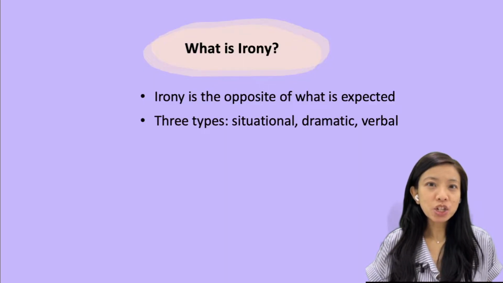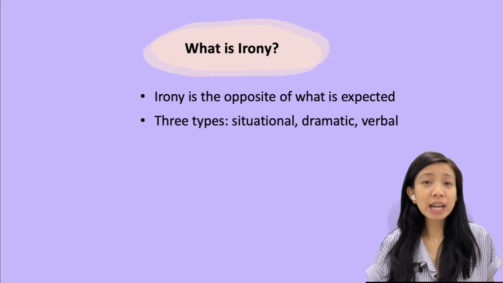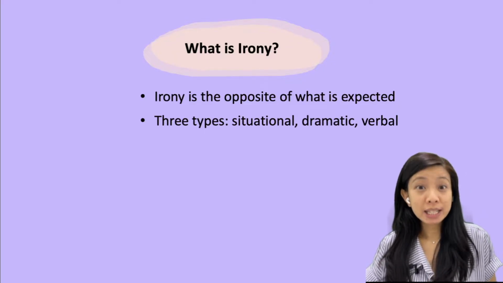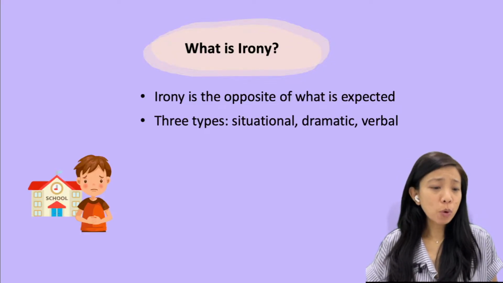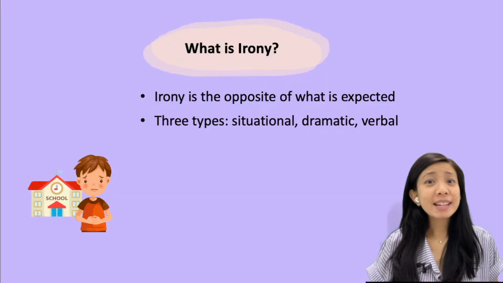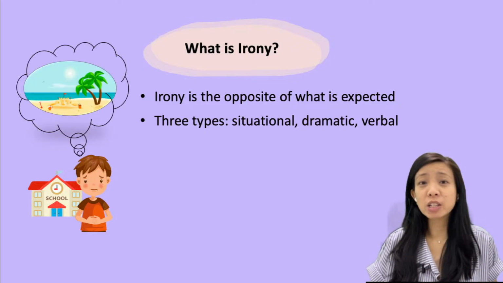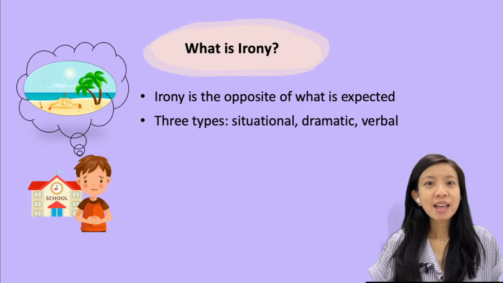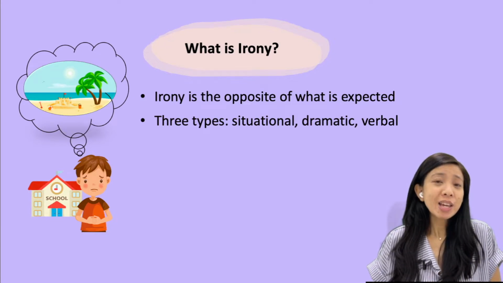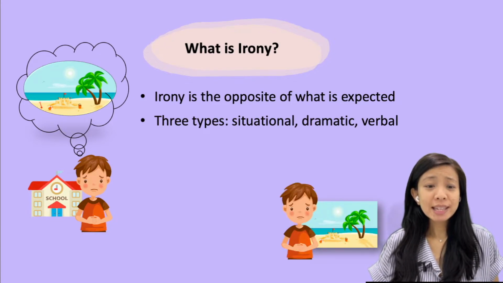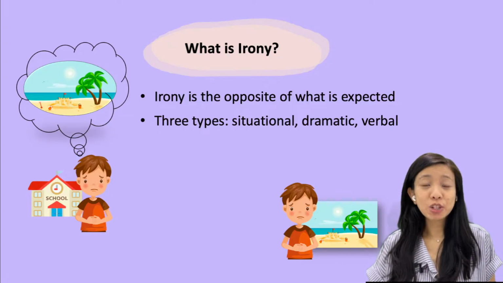So as I just mentioned, irony is the opposite of what is expected. Let me give you an example. So let's say we have a boy and he's in school and he's sad because he's thinking about the school holidays. He's hoping he would be able to go on a vacation somewhere, maybe at a nice beach somewhere during the holidays. Then, during the school holidays, he goes to the beach on vacation, but he's still sad, as you can see in the picture beside me.